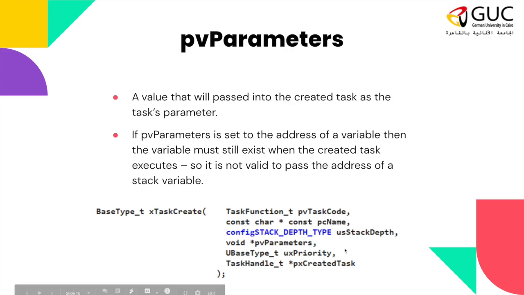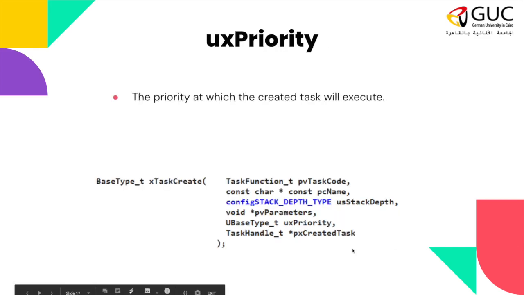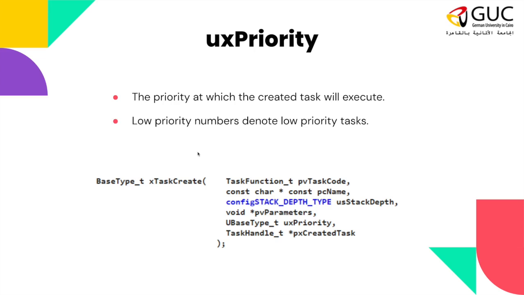Now let's move on to the fifth parameter, which is the priority. The priority at which the created task will execute. As I told you at the beginning, FreeRTOS is a priority-based scheduling real-time operating system, meaning that the programmer assigns different priorities to tasks, and the task with a higher priority will be the one chosen to run or to move to the running state. Low priority numbers denote low priority tasks, meaning that the bigger the number, the higher the priority. The bigger the number you assign as the fifth parameter, the higher the priority.